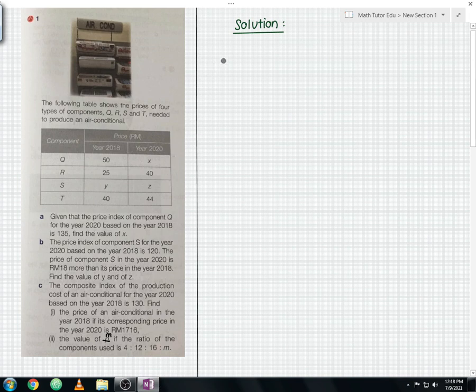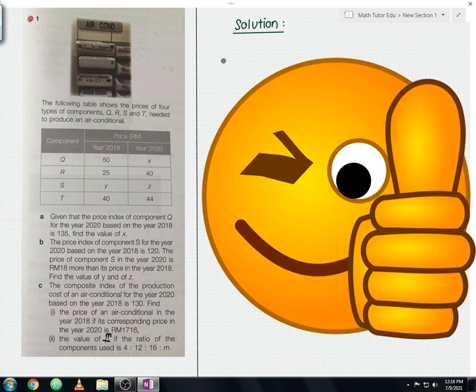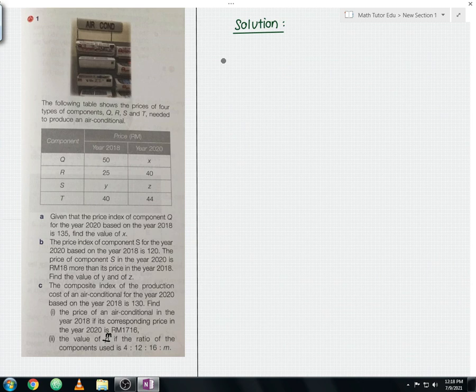I hope that you will attempt this question in the future. If you could manage to solve this question, a big thumbs up to you guys. But if you can't solve this question, no worries. I'm going to show you the step-by-step working and the solution. So without further delay, let us start to solve the question.